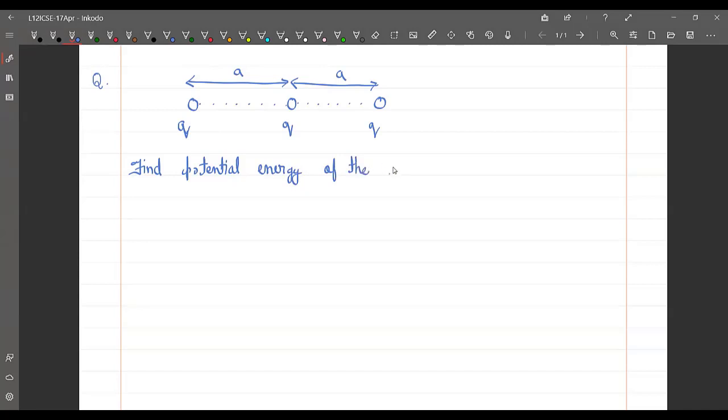of the magnitude q, and they are separated by a distance a. Find the potential energy of the system. Solve this and write your answer in chat, and I'll modify this question. Find the potential energy of the system.